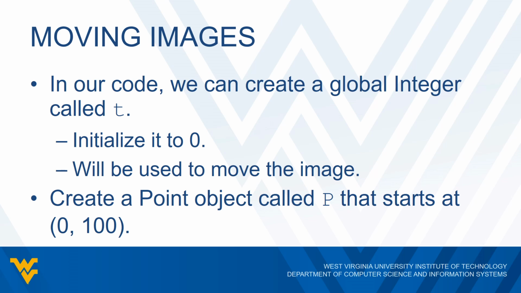We'll also create a point object. We'll call it p in this case, and this is going to start at 0, 100. So this was the initial location of our picture. This point object is going to be what we modify to move the image over every second.